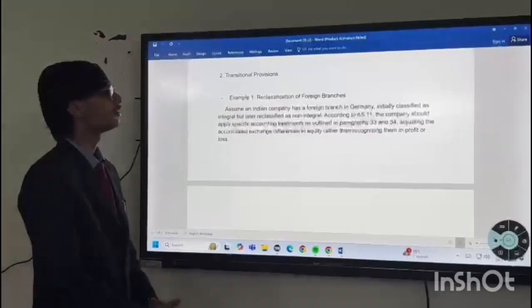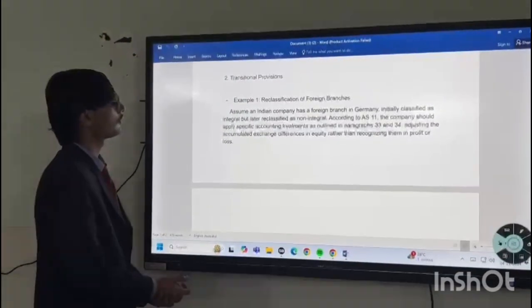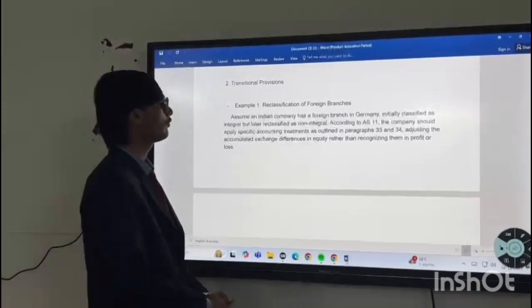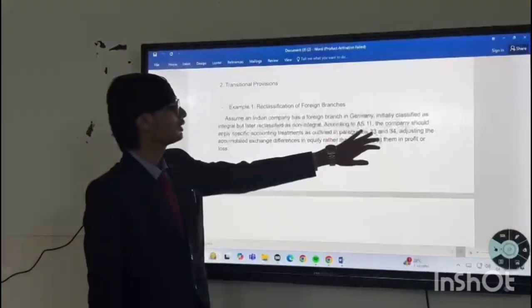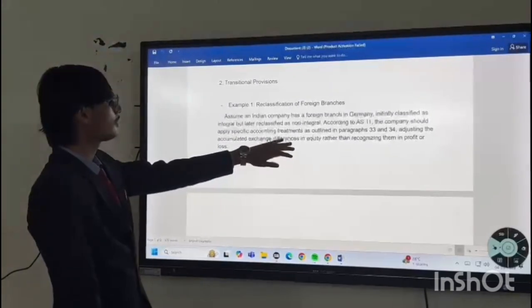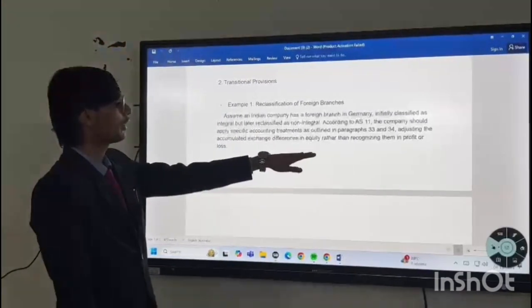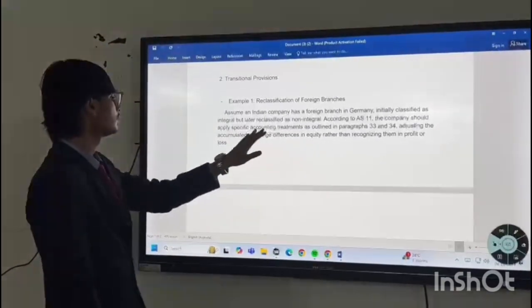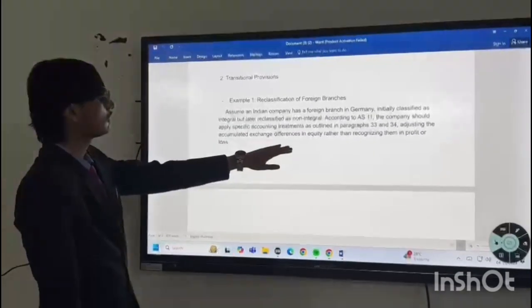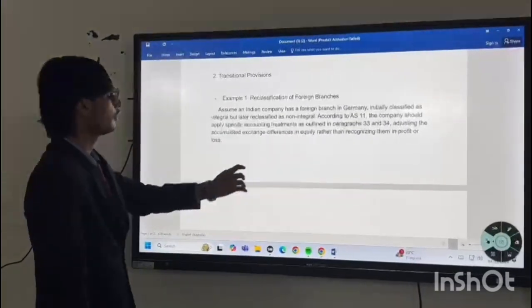Okay, second we are going to talk about transitional provisions. The first is reclassification of foreign branches. According to AS11, the company should apply the specific accounting treatment as outlined in paragraphs 33-34, adjusting the accumulated exchange difference in equity rather than recognizing it in the profit and loss.